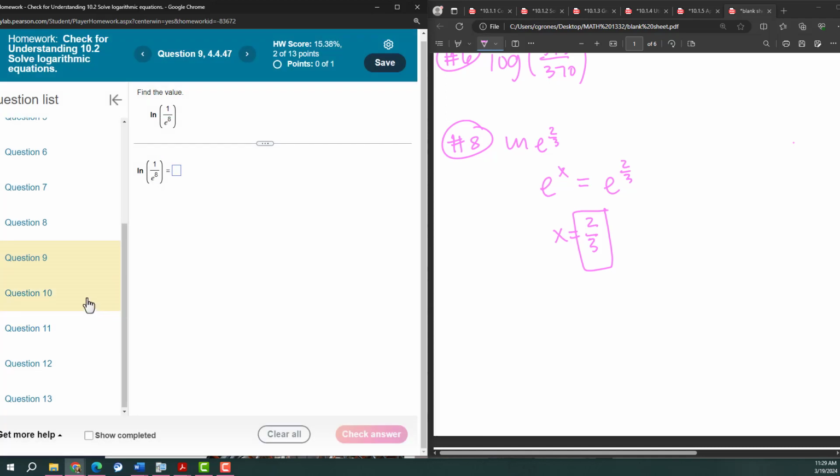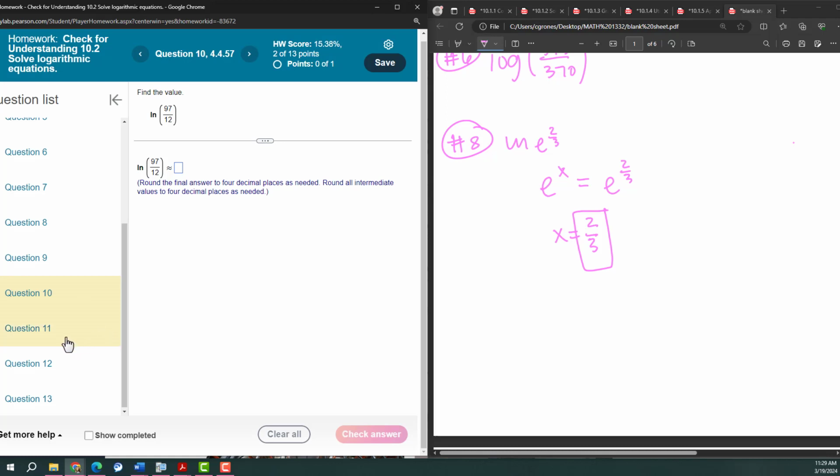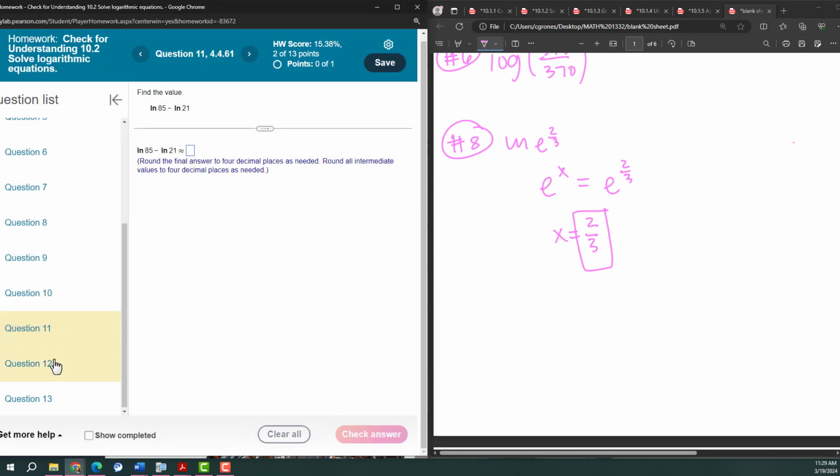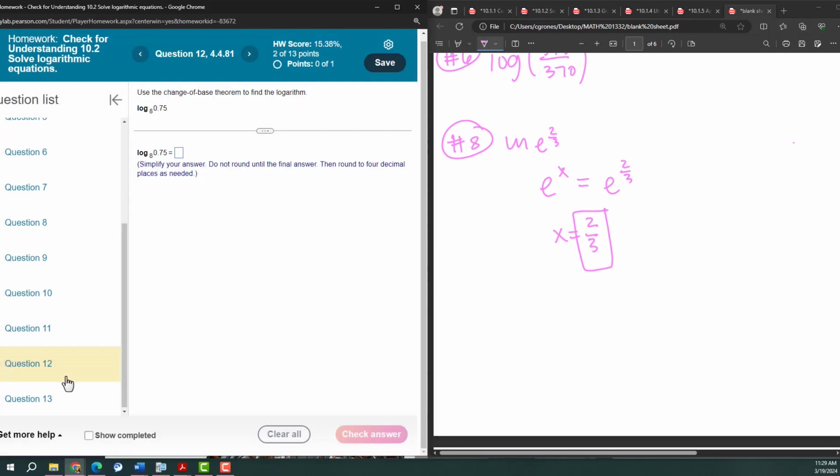All right, I'm not going to do number 9. I'm not going to do 10. Not going to do 11. I am going to do 12. So number 12, log with the base of 8 of 0.75. It says that we're going to use the change of base theorem to find our log.